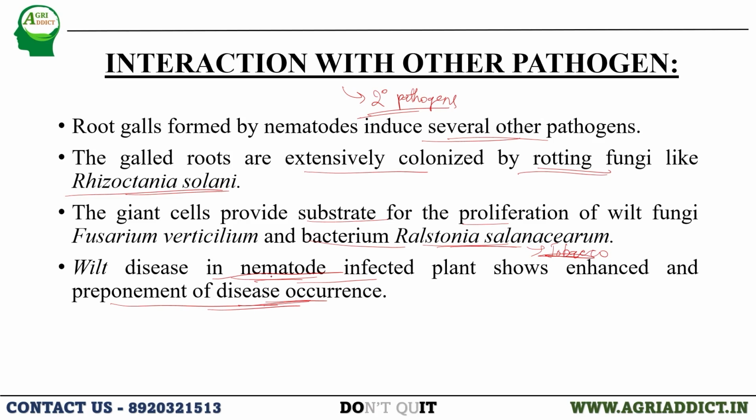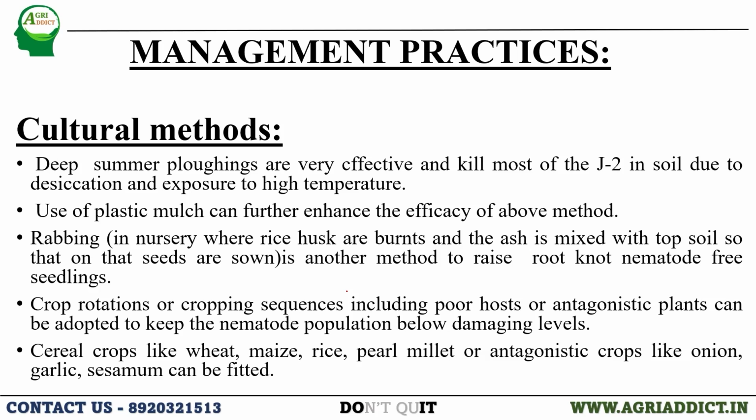Wilt disease in nematode infected plants will show enhanced and preponement of the disease occurrence. That means early occurrence of the disease can be seen if the plant is infested with the root knot nematode. Coming to the management practices, the first is cultural methods.